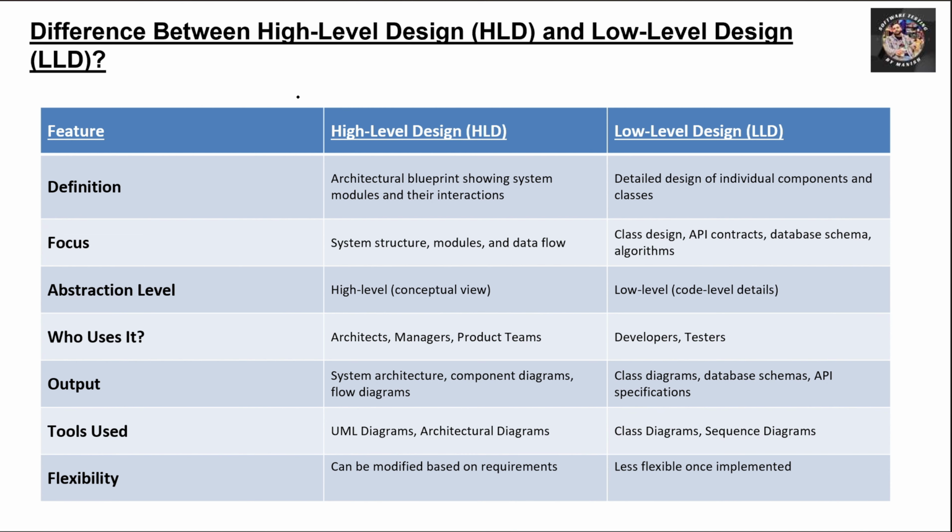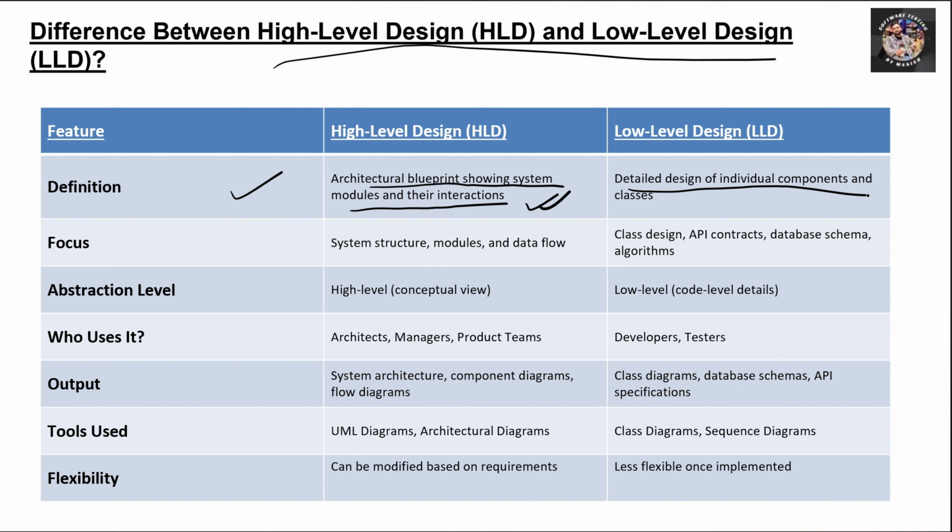Okay, so let's discuss the difference between high level design and low level design. From the definition we can know that high level design is an architectural blueprint showing systems, modules and their interactions. Okay, and the low level design is the detailed design of the individual components and classes. So high level design focuses on system structure, modules and data flow. Low level design focuses on class design, API contracts, database schema, algorithm.